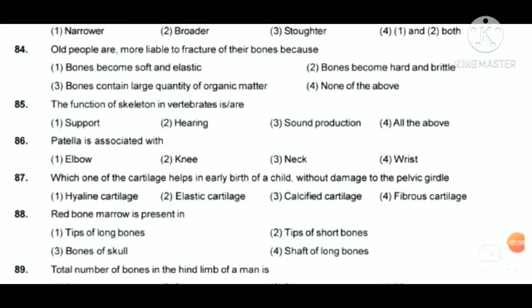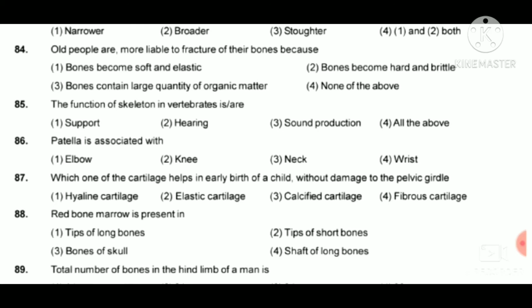Next is question number 85. The functions of skeleton in vertebrates are number 1, support, number 2, hearing, number 3, sound production, number 4, all of above, and the answer is option number 1, support. Next is question number 86. Patella is associated with number 1, elbow, number 2, knee, number 3, neck, number 4, wrist. Patella is also known as kneecap.